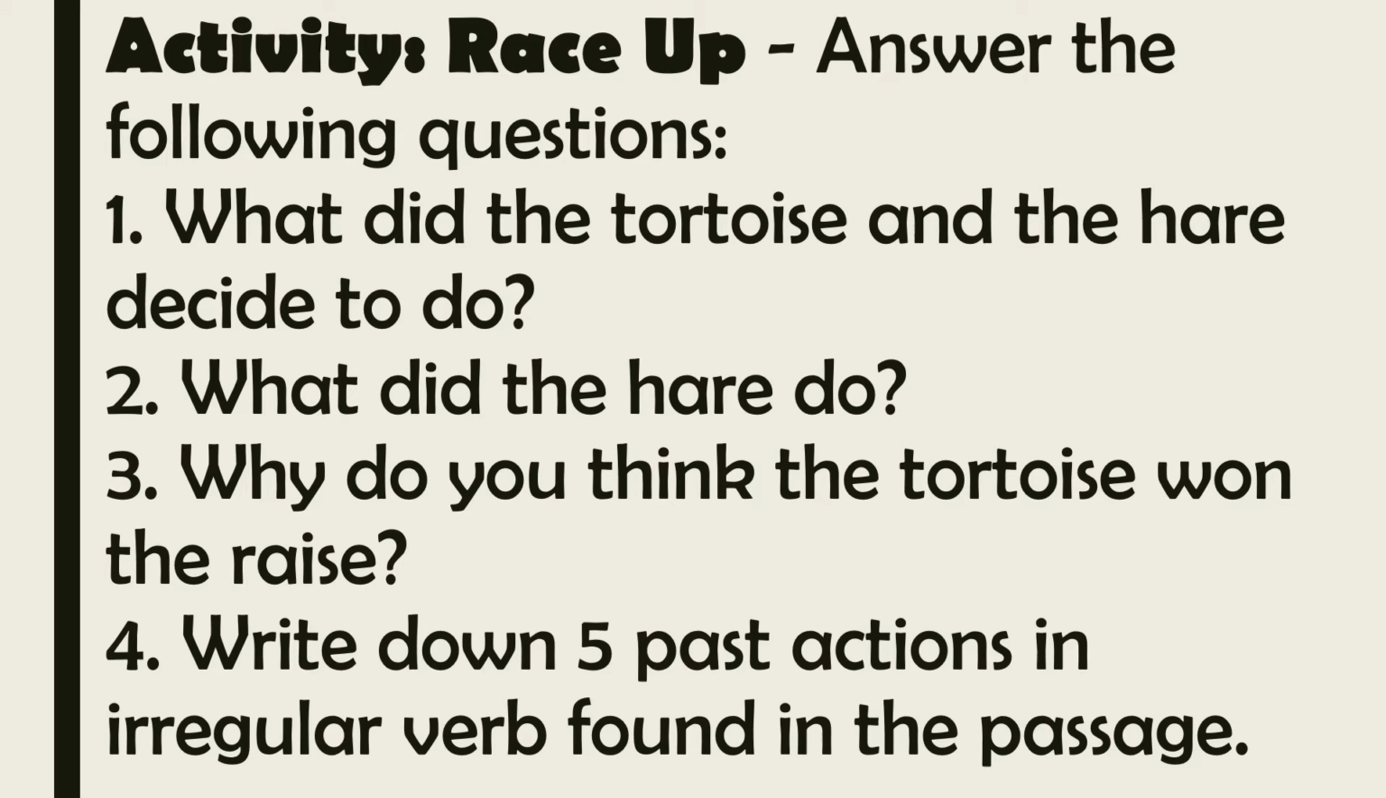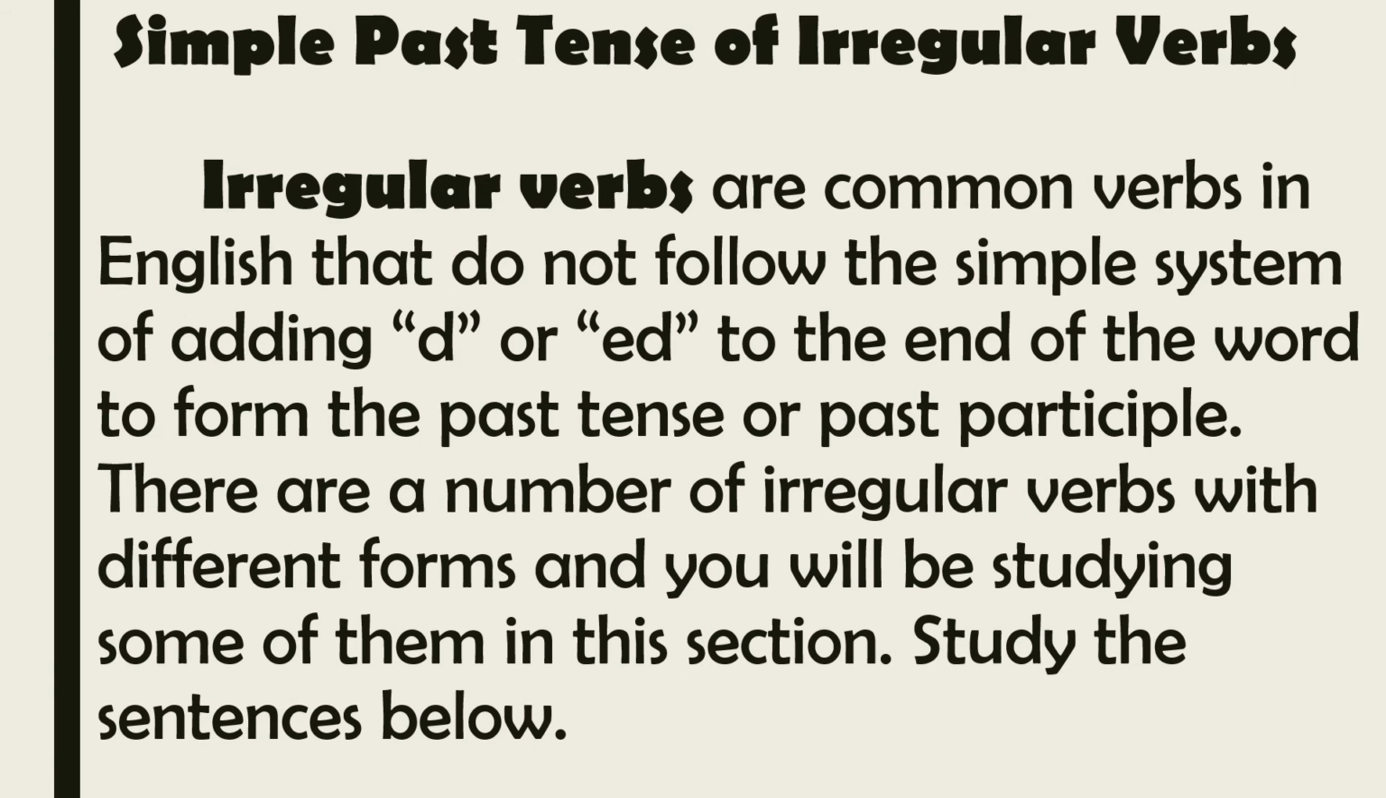This activity is entitled Race Up. Answer the following questions. Number 1, what did the tortoise and the hare decide to do? Number 2, what did the hare do? Number 3, why do you think the tortoise won the race? Number 4, write down the past action in irregular verb found in the passage.